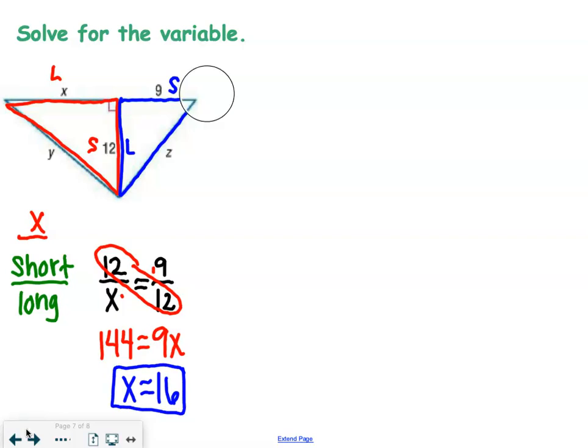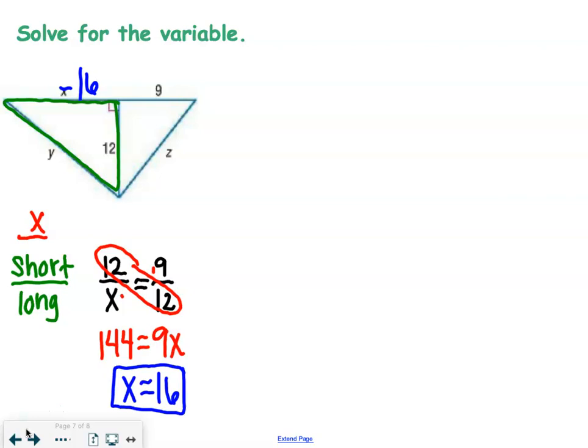Okay. Erase this for us for now. So I'm going to label this as 16. So now from here, it's your choice. Do you want to find Y or Z first? I'm just going to find Y because why not?